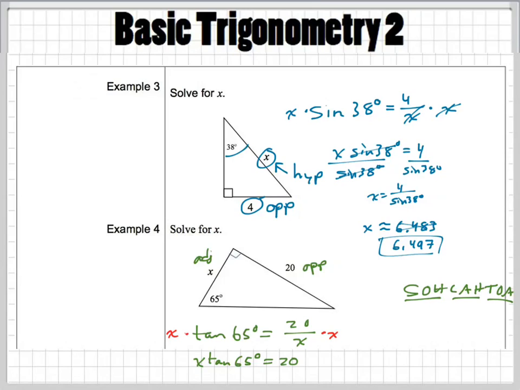Alright, now I divide both sides by tangent of 65, so I get x equals 20 divided by tangent of 65 degrees. Alright, what do you guys approximately get when you plug that into your calculator? Alright, I got 9.326. Is that what you guys got? Yeah, very nice.